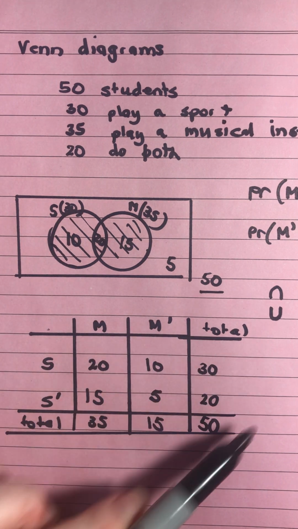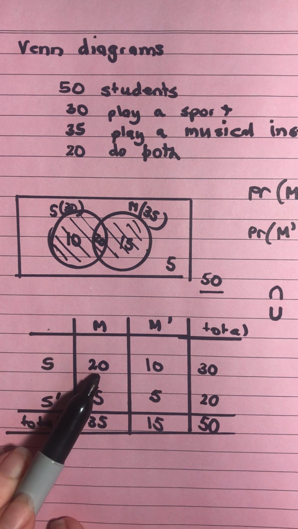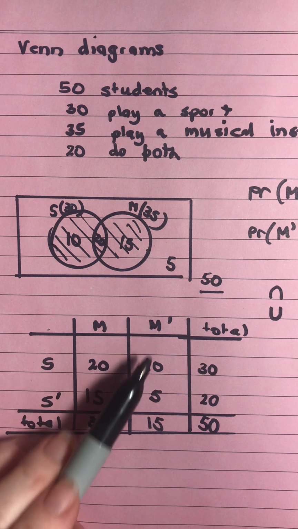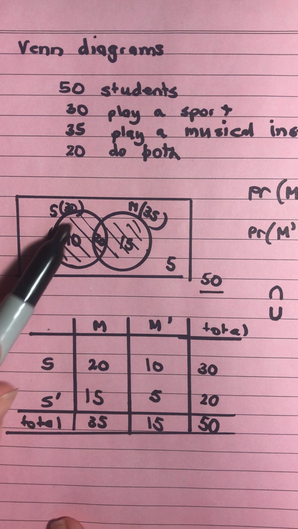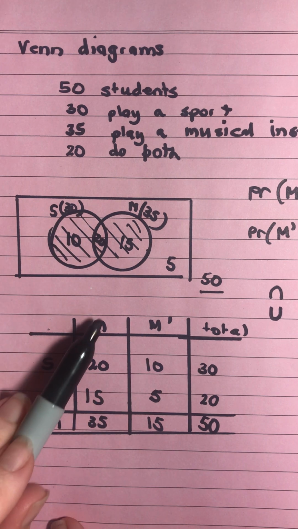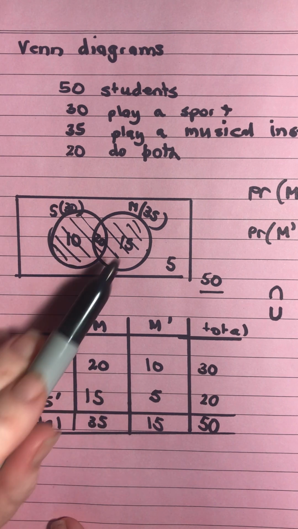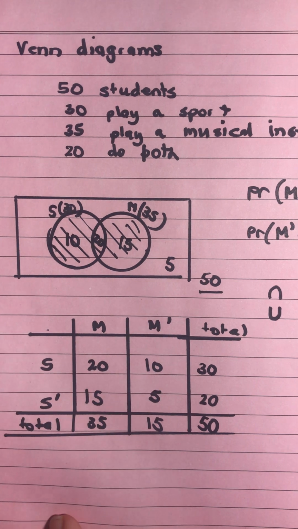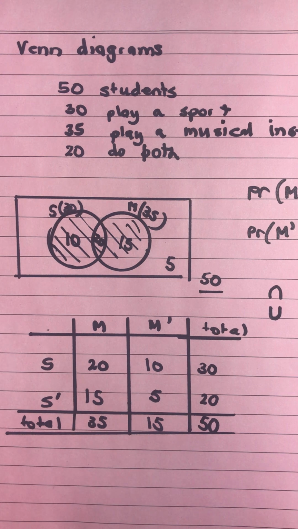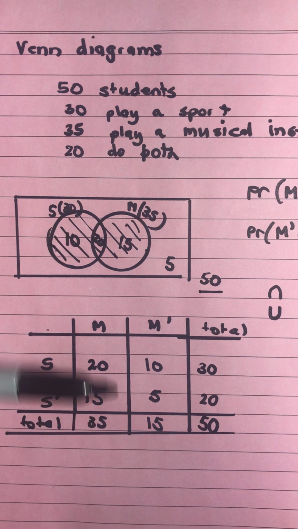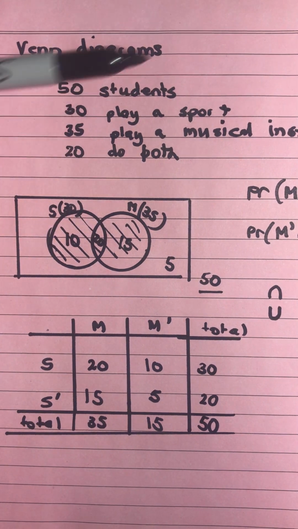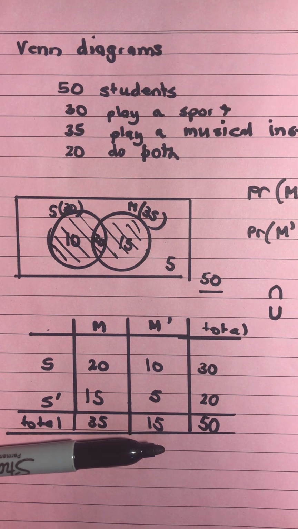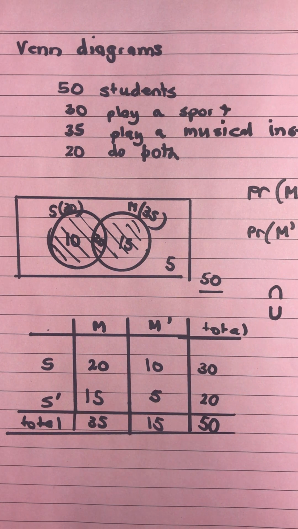So that then I can read from the table, sport and music is 20. Sport but not music is 10, which is that section of that Venn diagram there. Music but not sport was the 15, and the 5 was neither. So that's how we can put our two-way table together as well. Both of those are representations of the same information, just in a different format. Hope that helps you with your probability and summarises those things that we have done.